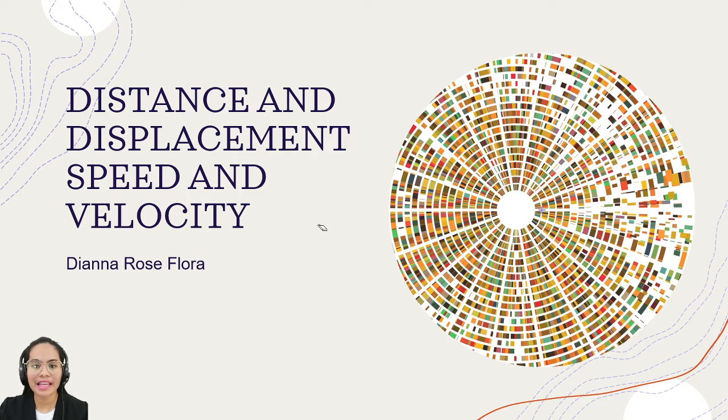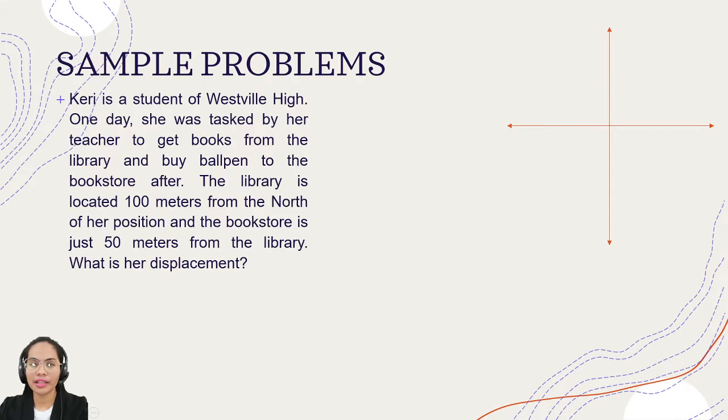So, I actually sent this video for you to cope up with our discussion on distance and displacement, speed and velocity. So, allow me to start with the sample problems about displacement, especially the two methods on how we get the displacement. The original formula, which is the change in position is equal to the final position minus the initial position. And then the other way in getting the displacement of objects or motion is the Pythagorean theorem.